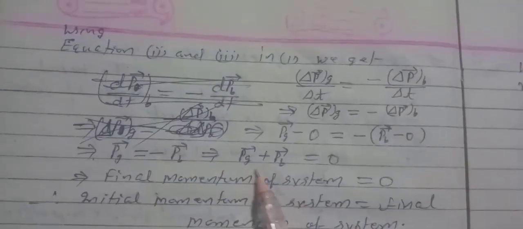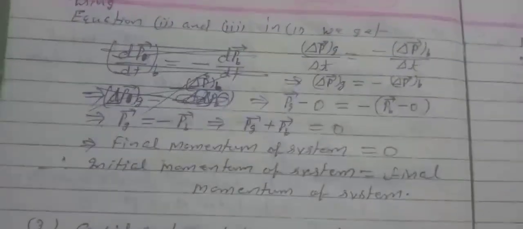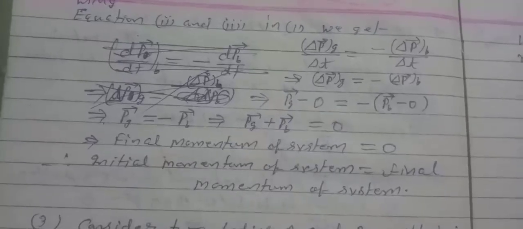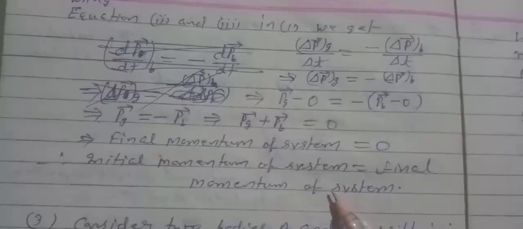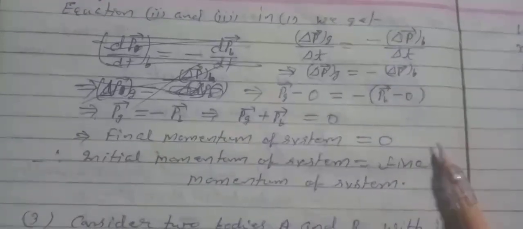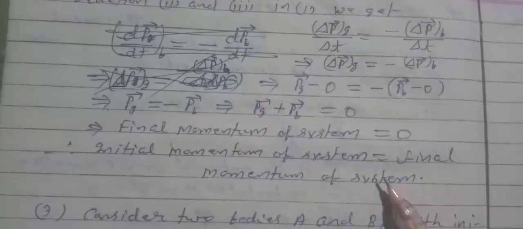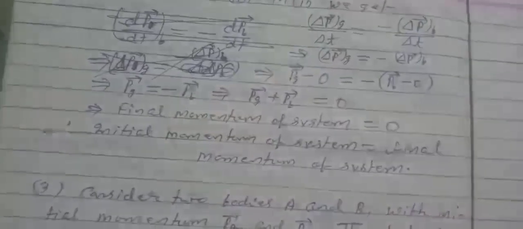This implies P vector G plus P vector B equals 0. This implies the final momentum of the system equals 0. Hence the initial momentum of the system equals the final momentum of the system. That is, momentum is not changing with time because the initial and final momentum are the same. So we can say that the momentum of a system is conserved in the absence of external force. Don't be confused with this force, because here the force on the bullet and the force on the gun is an internal force because it is within the system.